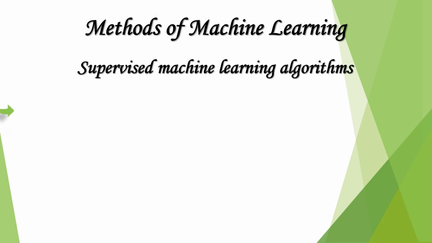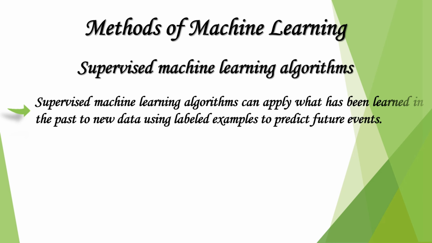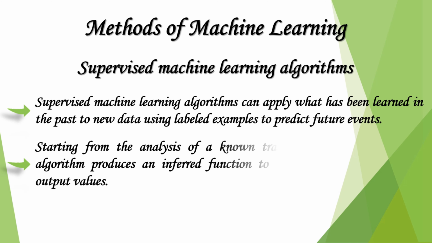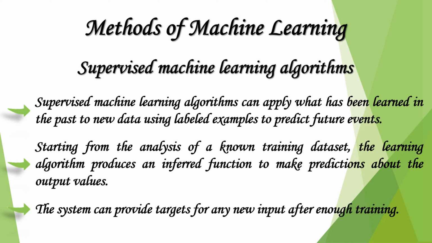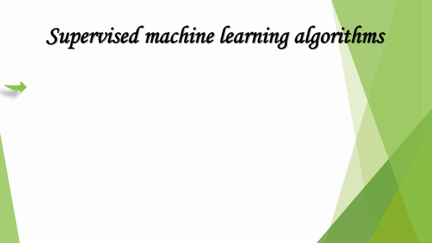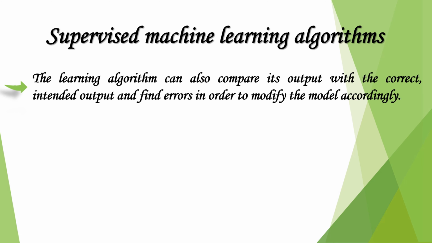Supervised machine learning algorithms. Supervised machine learning algorithms can apply what has been learned in the past to new data using labeled examples to predict future events. Starting from the analysis of a known training dataset, the learning algorithm produces an inferred function to make predictions about the output values. The system can provide targets for any new input after enough training. The learning algorithm can also compare its output with the correct, intended output and find errors in order to modify the model accordingly.